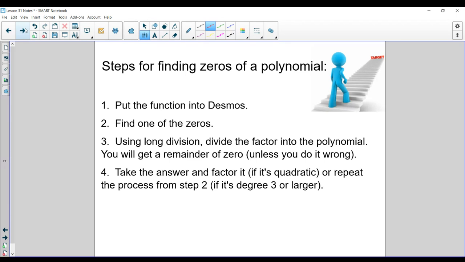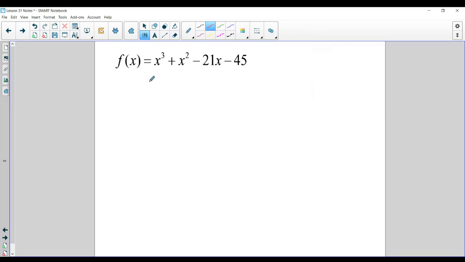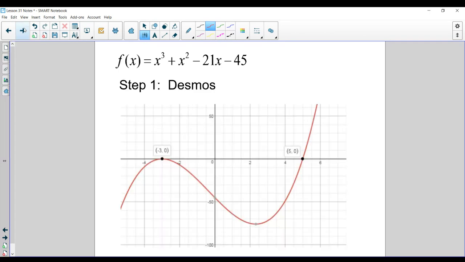I'll show you what I'm talking about with those steps with a couple of examples. All right, so first one we're going to do f of x is equal to x to the third plus x squared minus 21x minus 45. So we'll take that and plug that into Desmos. When I plug that in, you'll see it crosses the x-axis at two spots, at -3 and at +5.